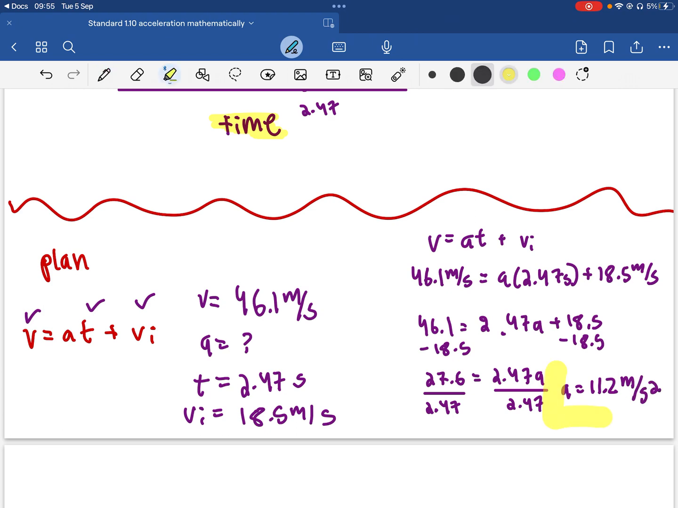The unit is meters per second squared for acceleration because I'm dividing velocity, which is meters per second, by time, which is seconds. And so I get the unit of meters per second squared.